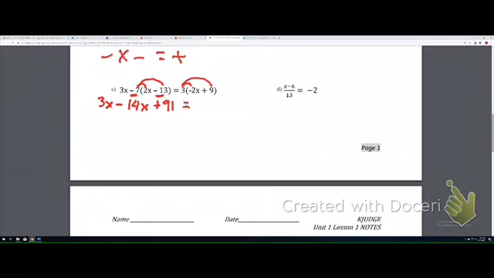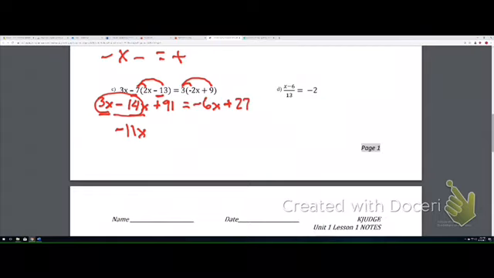So we've got 3 times negative 2x, which is going to give us negative 6x. Then 3 times 9, which is going to give us positive 27. So now that we've distributed, we're going to combine like terms. This is the first time we're going to see the like terms getting combined, because on this side we have 2 variables. So this part we have negative 14 and a positive 3. So that's going to give us negative 11x when we combine these like terms.